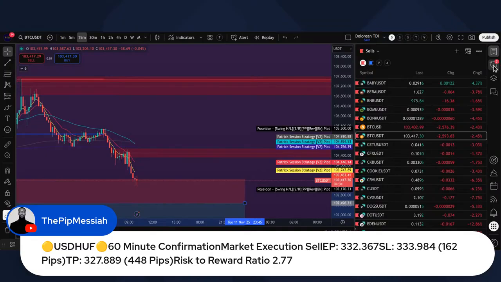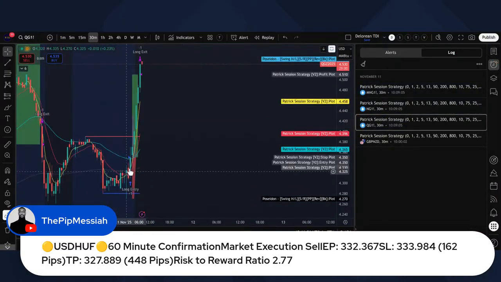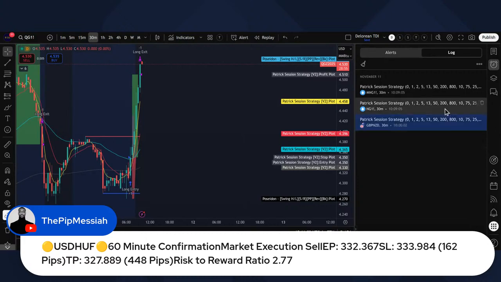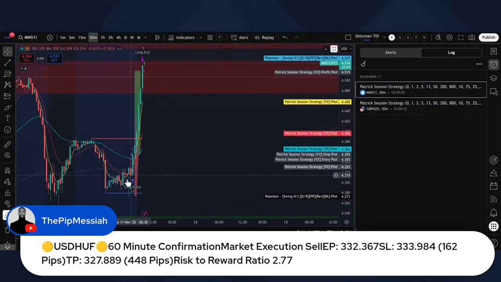We got a few others. We got a take profit smash on OG1, on NG1, and on MNG1. All of this on natural gas. We didn't take any of those trades.